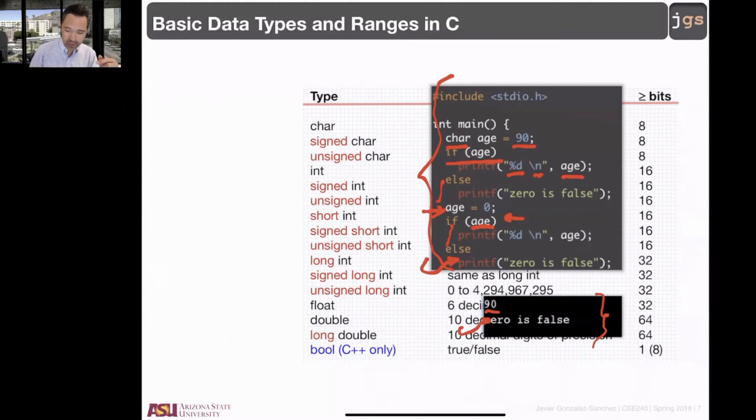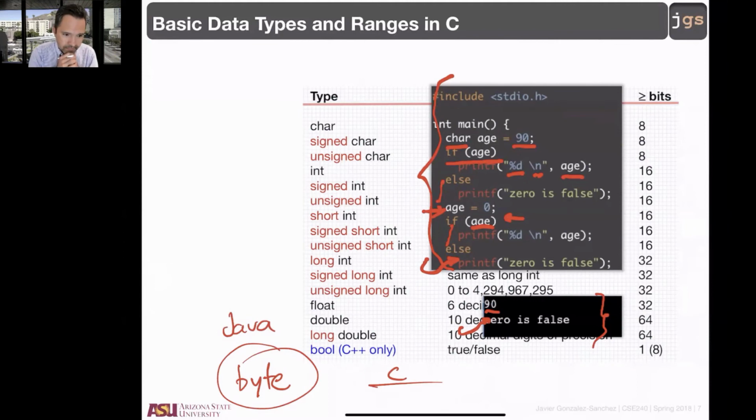By the way, question for your exam. What is the equivalent of the type byte in Java, but in C? Equivalent of byte from Java to C. Question in your exam, the equivalent of byte in Java, the data type byte, in C is the data type char. Why? Byte, 1 byte. Char, 1 byte. Byte is for storing numbers. Char is for storing numbers too. That is the equivalent there.